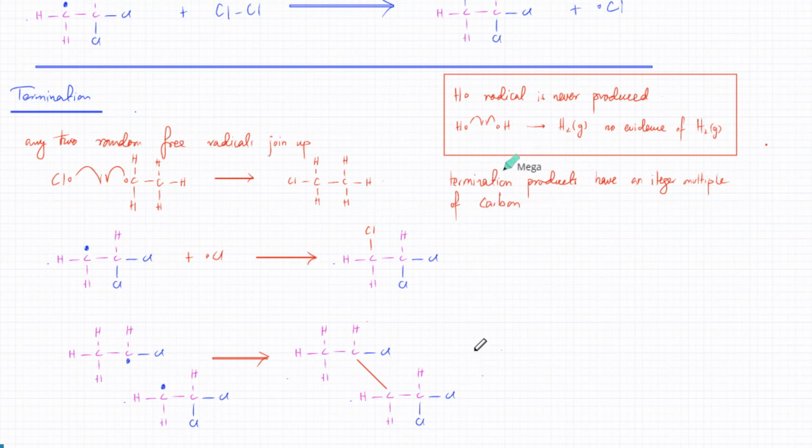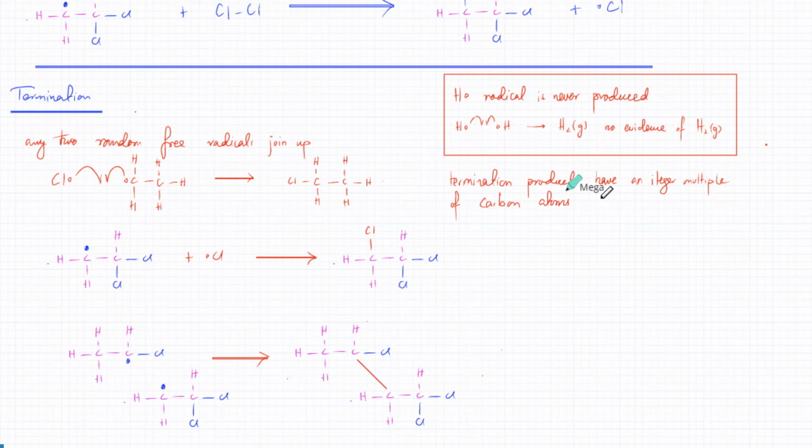What this means is, if I start off with ethane, ethane has 2 carbon atoms. So I'm going to get a product that has 2 carbon atoms, or I might get a product that has 4 carbon atoms as well. But I will never get a molecule that has 3 carbon atoms. So it's either 2 ethyl radicals bonding to each other, so that would make it 4 carbon atoms, or an ethyl radical bonding to a chlorine radical, and that would form a 2 carbon atom molecule. I'm never going to get a 3 carbon atom or a 5 carbon atom molecule. It's always going to be an integer multiple of the carbon atoms.